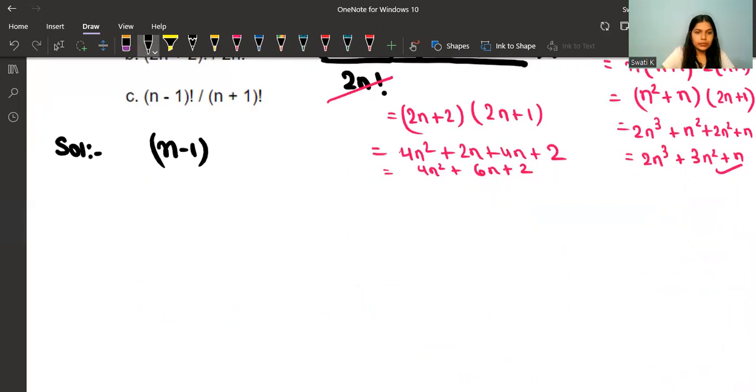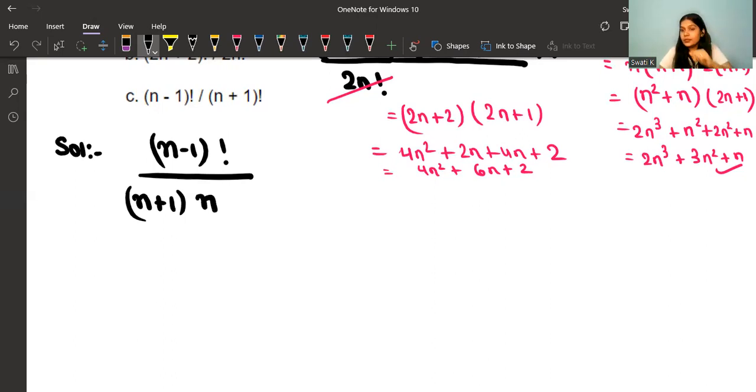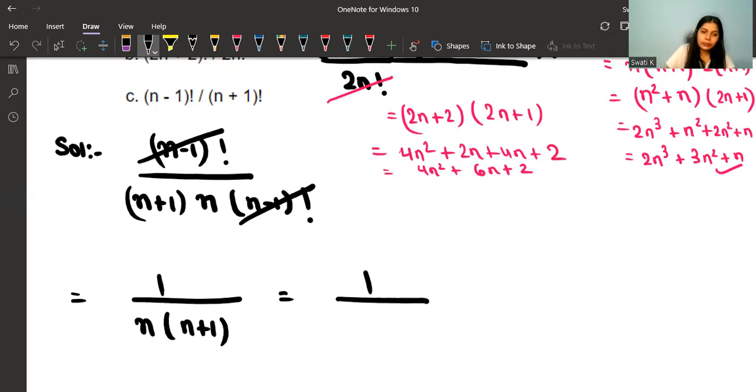What I'll do is simplify the denominator. So (n+1) factorial will be (n+1) into (n+1-1), that is n, and then from this n again minus 1, so n minus 1, and now I'll stop. Why do I stop here? Because I can see this and this will get cancelled. So the answer is 1 upon n times (n+1). And this will become 1 upon n squared plus n. So this is the answer.